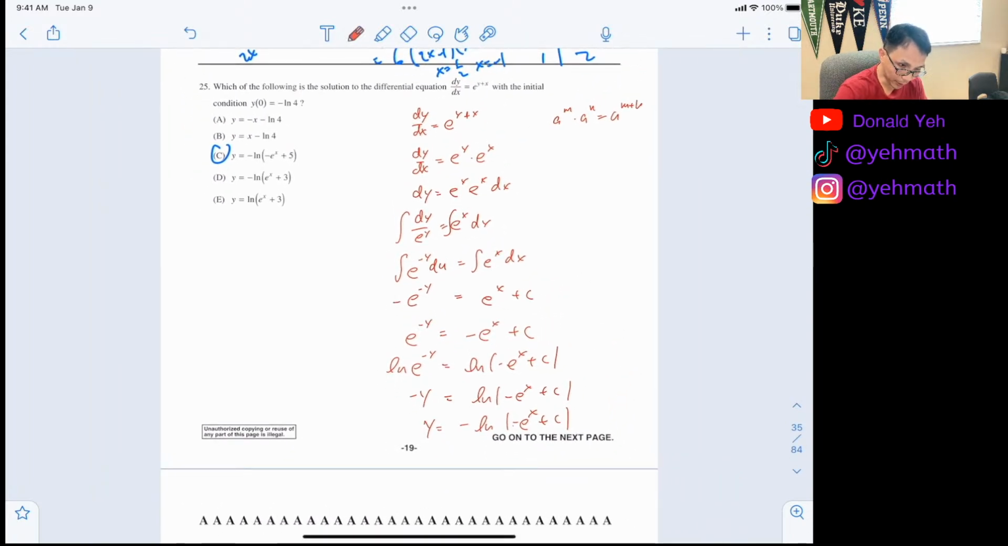This is the hard part, where they give you some complex one. This one is negative natural log of 4 equals negative natural log of negative e to the x plus c. So negative sign on both sides, natural log 4. And at x equals 0, it's natural log of negative 1 plus c. C has to be 5 in order to get 4. Then I just substitute here.